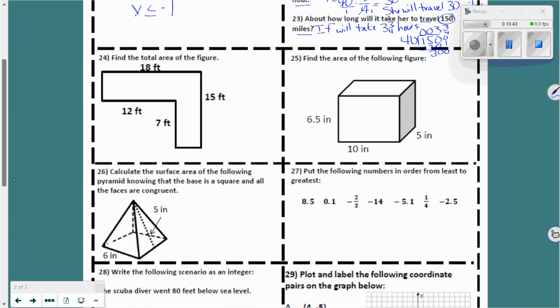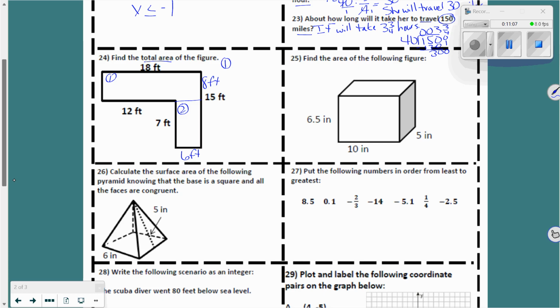Okay, find the total area. Total area means I need to break this complex figure into pieces. So I'm looking at 2 different figures, both of which happen to be rectangles. I like that one because that 7 was there, so that stood out to me. And I know that whole thing's 15, so that means this part is 8. And then 18 and then 12 means that this part is 6. So I can fill in the missing information from my figures.